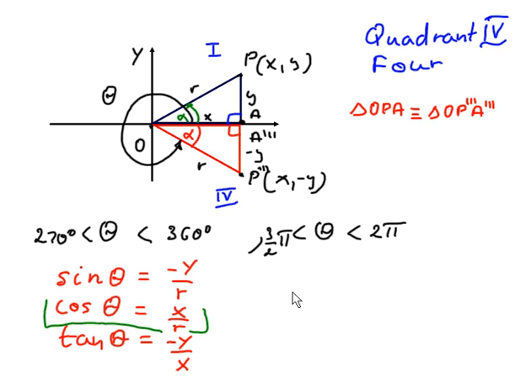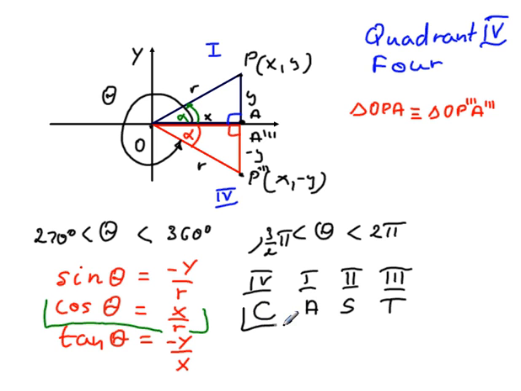So now let's summarize. In quadrant 1, all ratios were positive. Quadrant number 2, if you recall, sine ratio was positive. Quadrant number 3, tangent. And quadrant number 4, cosine. So let me write this one in front. So this way we'll create the CAST rule. So this is the acronym that allows us to quickly identify in which quadrant what trig ratio remains positive.